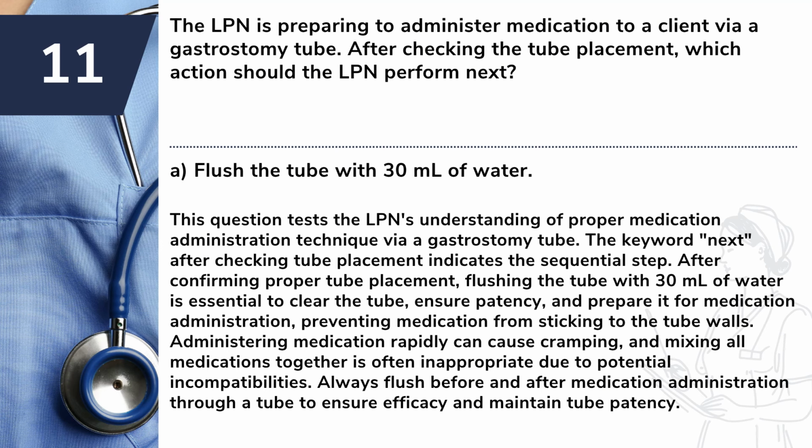Answer A. Flush the tube with 30 milliliters of water. This question tests the LPN's understanding of proper medication administration technique via a gastrostomy tube. The keyword "next," after checking tube placement, indicates the sequential step. After confirming proper tube placement, flushing the tube with 30 milliliters of water is essential to clear the tube, ensure patency, and prepare it for medication administration, preventing medication from sticking to the tube walls.